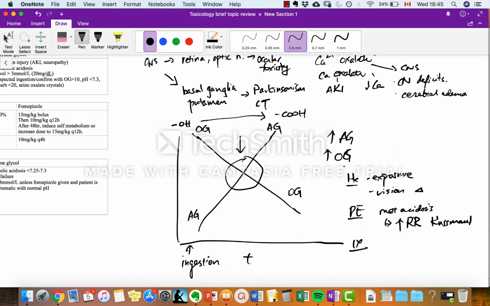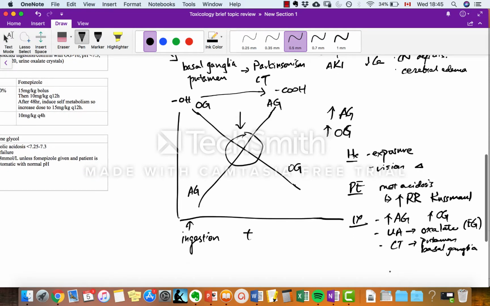When you think about investigations, we talk about elevated anion gap and elevated osmolar gap. Those are concerning features. On urinalysis, you can find calcium oxalate crystals, which may give you a clue to ethylene glycol ingestion. If they are very obtunded and you get a CT head, you may see putamen, basal ganglia necrosis. Think methanol. Otherwise, blood gas: you can get elevated lactate, especially in ethylene glycol.